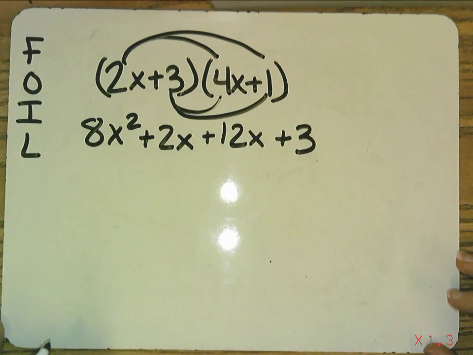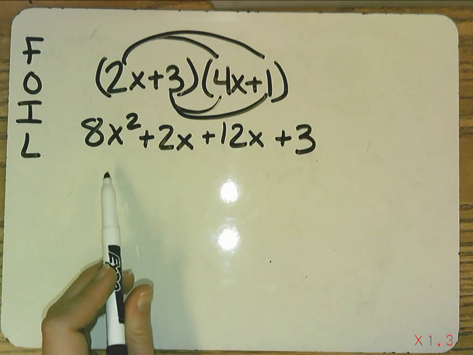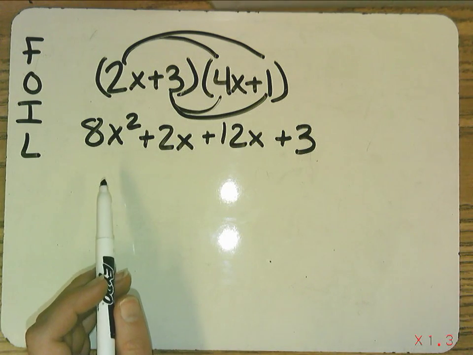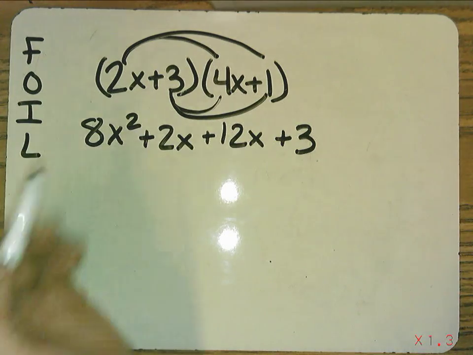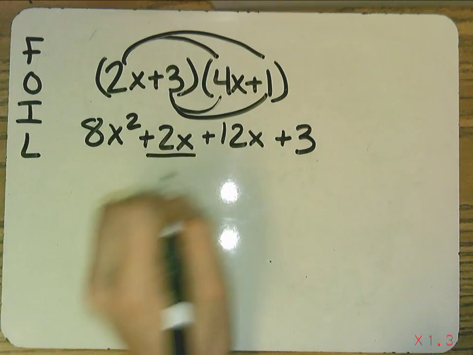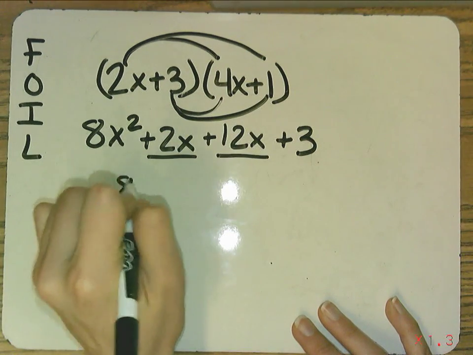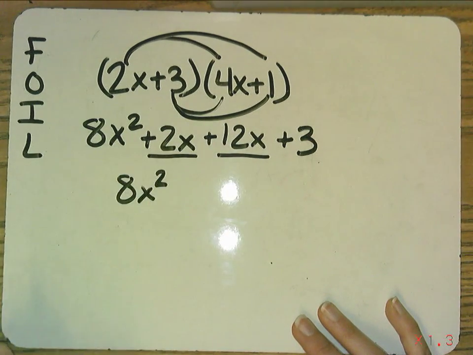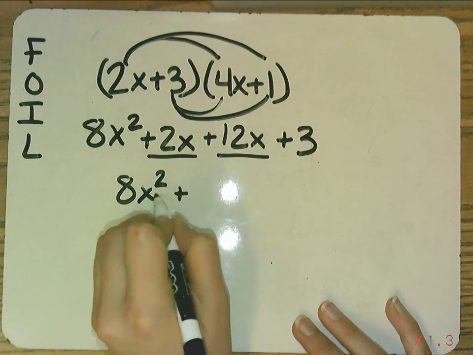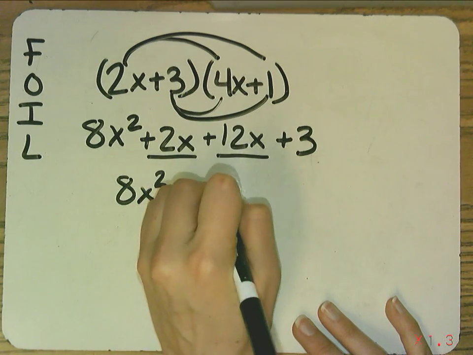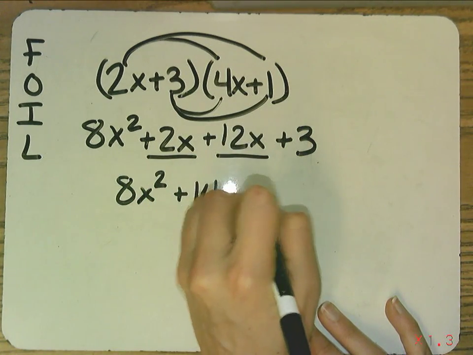So now I'm going to do exactly what I did before during the box method when I got to this step. I'm going to look for any like terms to combine. I have a 2x here and a 12x here. So my final product, after I simplify all my like terms, is going to be 8x squared plus 14x plus 3.